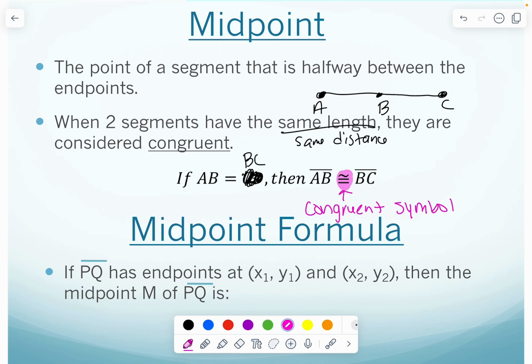So the midpoint is the point that is exactly halfway between the two. So if B were the midpoint of this image up here, that would mean that AB is congruent to BC. So if I were to assign these numbers, if BC were 6, that would mean that AB would also have to be 6. We can also mark this diagram as well. We can use these little lines. Those lines on these segments show me that AB is the same length as BC.